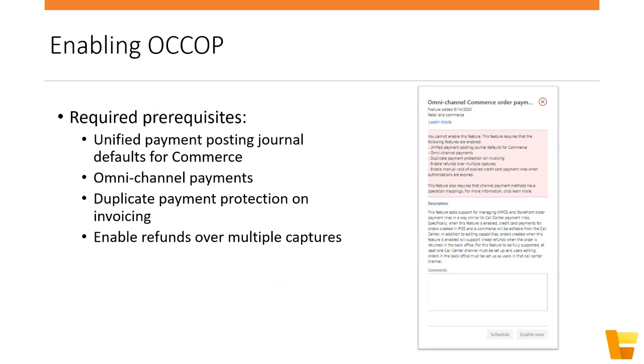Anyway, our prerequisite features: there's unified payment posting journal defaults for commerce, omnichannel payments, which we just talked about, duplicate payment protection on invoicing, and enable refunds over multiple captures. So when you try to enable this feature, if those features aren't enabled, you won't be able to. So you need to enable these features before you can turn this one on. And you could potentially turn those off later, but you shouldn't. So we recommend you just keep those all turned on. I think omnichannel payments is the only one that you actually cannot turn off later on.